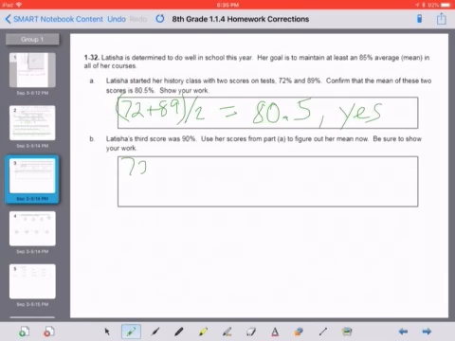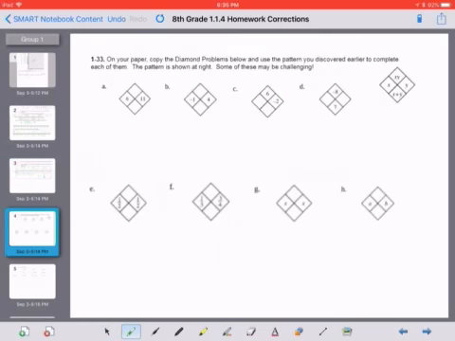So now we're going to do 72 plus 89 plus 90 and divide all of that by 3. And when we do that, we get an 83.3, or I think 0.6 repeating percent. So she's still not quite to where she wants to be, but she's pretty close. The next set of questions are diamond problems. You have to figure out what the missing one is.